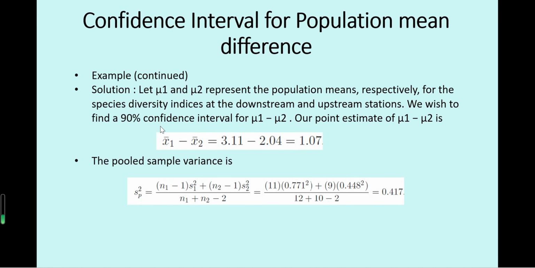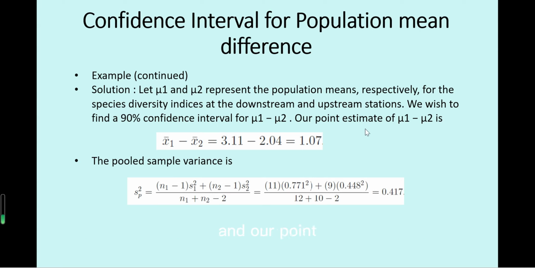So from the problem description, it is quite clear it satisfies the needs of what we have learned from the previous pages for the confidence interval for the population difference. So we let mu1 and mu2 represent the population means for the species diversity index at the downstream and upstream stations. Then we wish to find a 90% confidence interval for mu1 minus mu2.